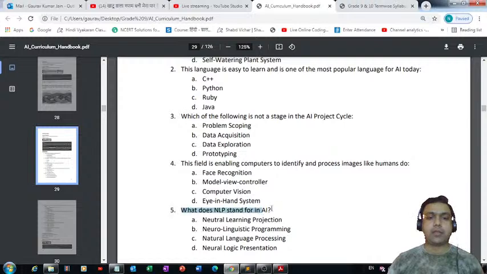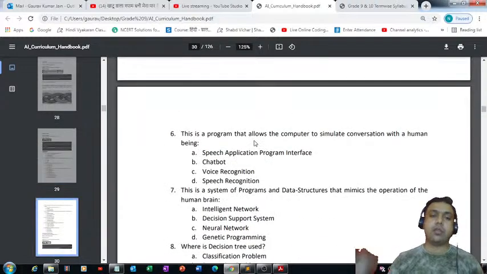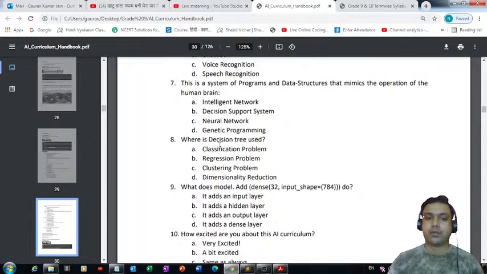What does NLP stand for in AI? So NLP stands for natural language processing. See, so this type of question you are going to get in your exam. It's not going to be a tough exam at all. If you have prepared everything well, if you have read each and every line properly, which is given in this PDF file, you will be fine.